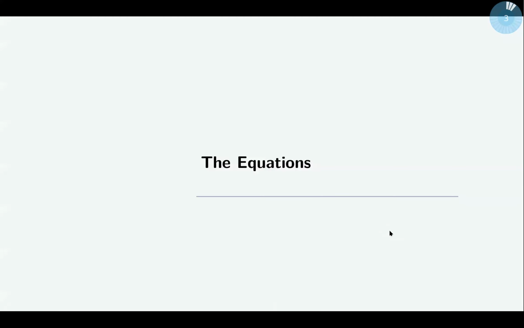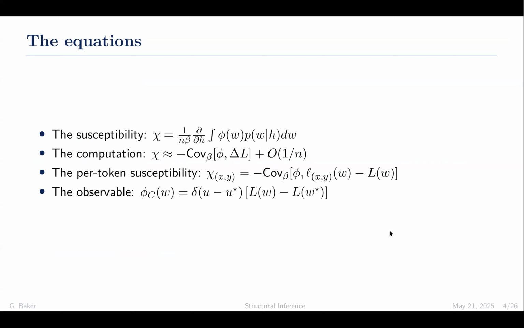So the equations. We have the actual susceptibility equation, and we have a more computationally tractable form of the susceptibility, which ends up just being a covariance up to order 1 over n. We can use that covariance form to define a per token susceptibility, which ends up being very useful for structural inference because you can actually correspond parts of the model to parts of the data, because those are particular samples that we could find a susceptibility with respect to.